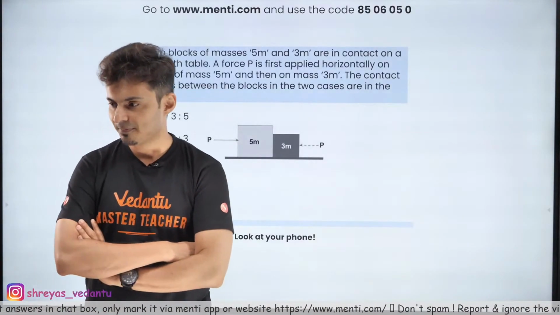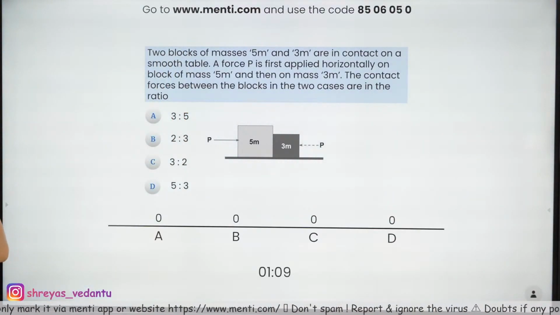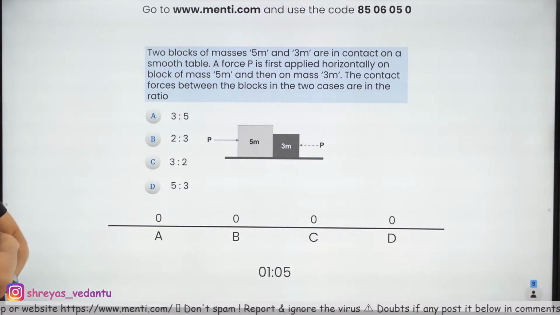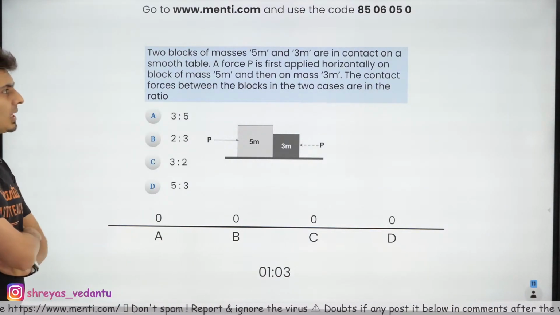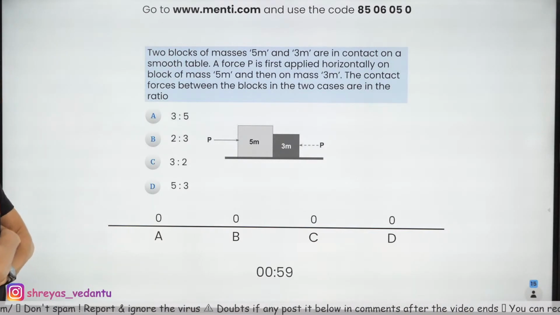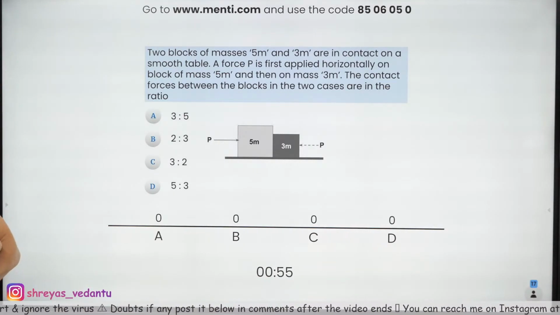Come on, my warriors. Let's see how many of you can do this question. Okay, both the blocks of masses 5m and 3m are in contact on a smooth table. First, the force is applied on 5m and then it is applied on 3m. The contact force between the blocks are in the ratio of.